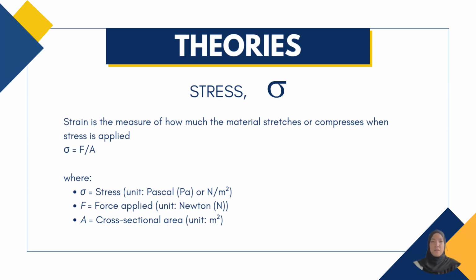Stress is the internal force in a material when a load is applied. It tells us how much force is acting on a certain area of the bar. The formula is sigma equals F over A, where sigma is stress in Pascal, F is the force in newtons, and A is the area in square meters.